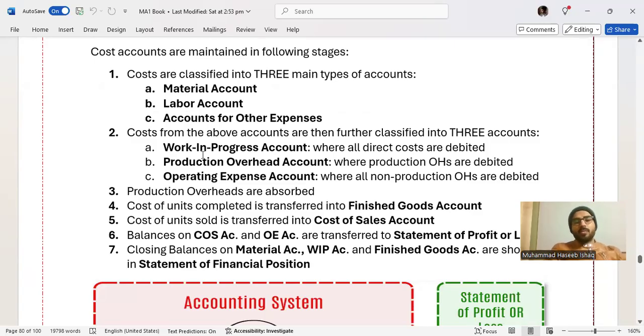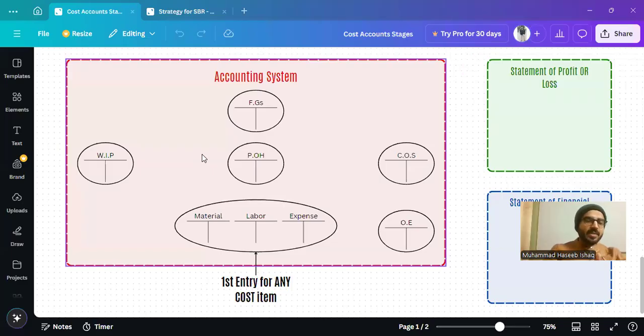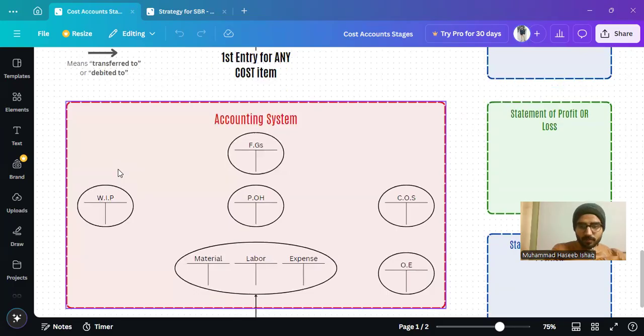Costs from the above accounts are then further classified into three accounts. It is saying that once you have posted the entries, the first entry for any cost item goes into one of these three accounts: material, labor, and expense account. Once you have posted the cost item in one of these three accounts, what are you going to do after that? For the direct cost items, you are going to transfer them to the work in progress account. I repeat, for the direct cost items, you are going to transfer those items into the work in progress account.